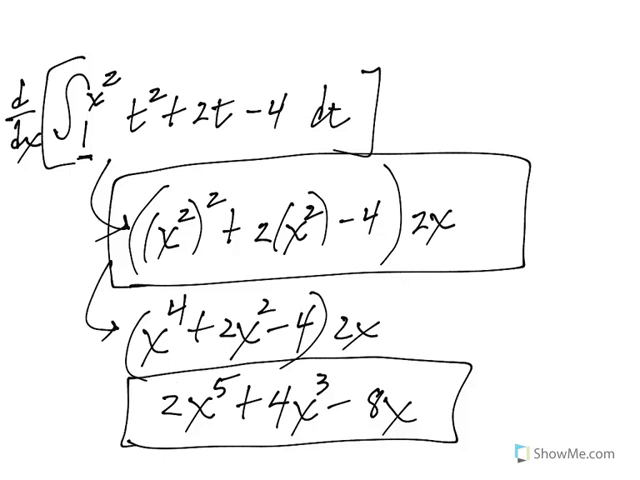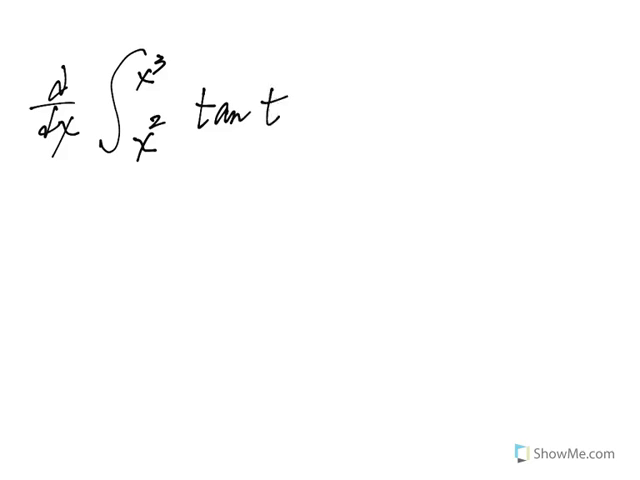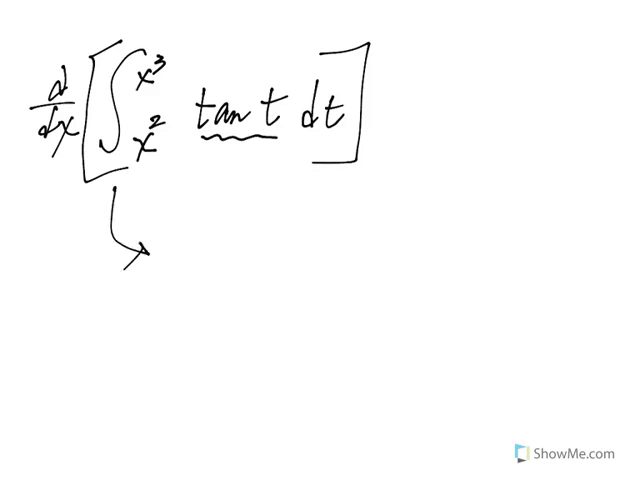All right, let me change it up just slightly. Let's do something similar to it. Let's derive with respect to x the integral from x squared to x cubed of the tangent of t dt. All right, and again, rather than integrating this, and by the way, you don't even know how to integrate the tangent of t yet, not taught it to you, we're just going to use the second fundamental theorem shortcut.